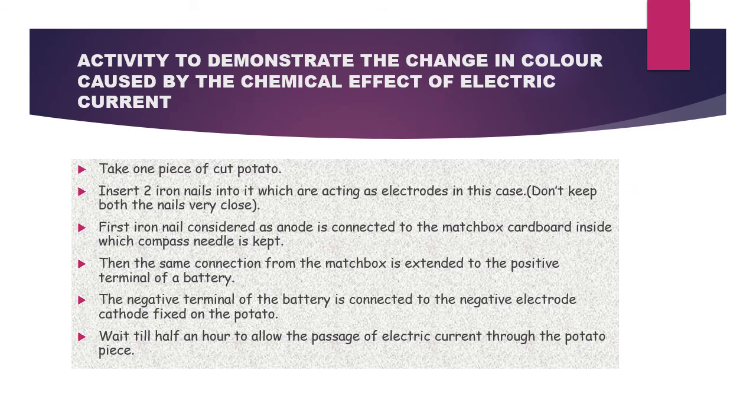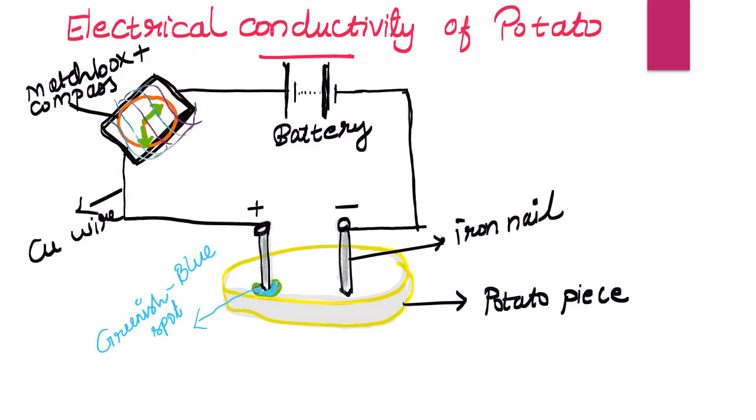Activity to demonstrate the change in color caused by the chemical effect of electric current. So how are you going to do this? The same activity you have studied in part 1, the same setup you are going to do. So what are the things you require? I will show the diagram first, then it will be easy to understand.